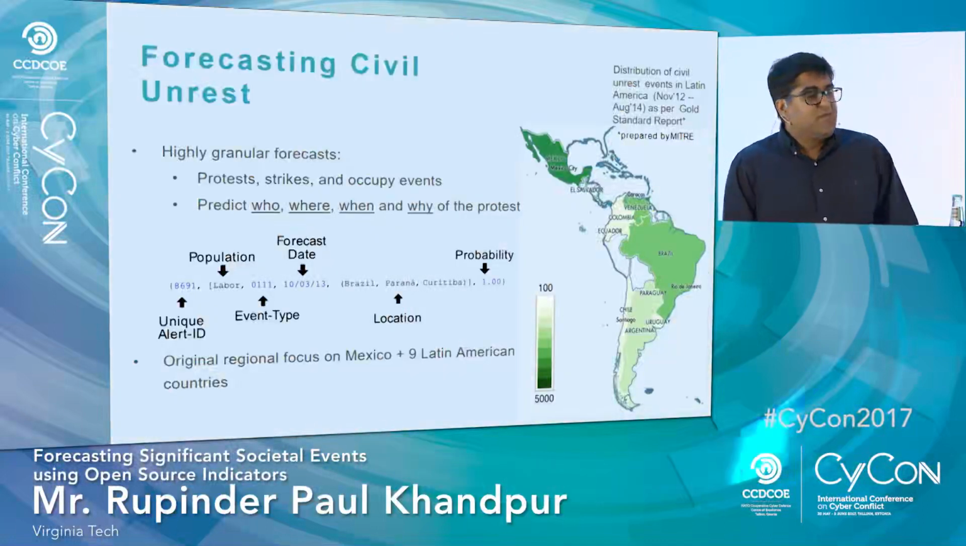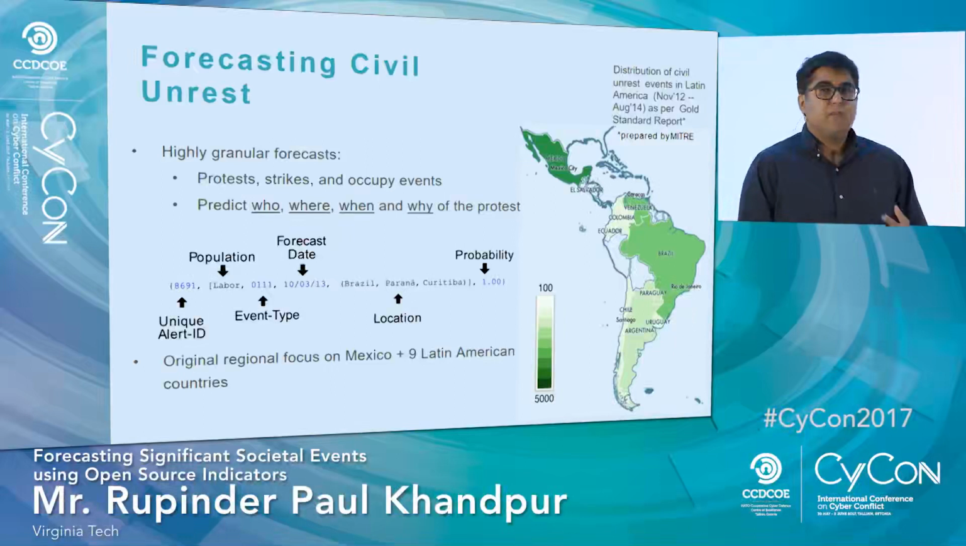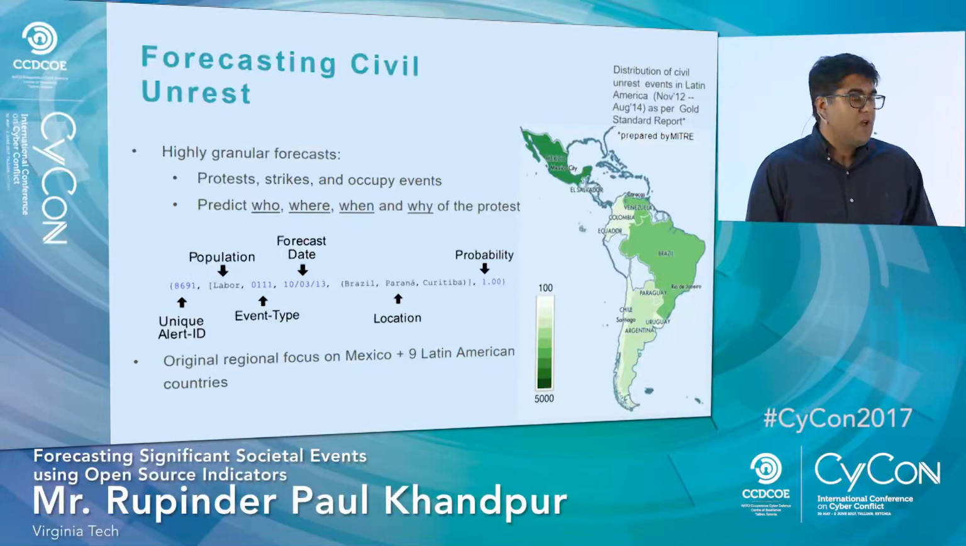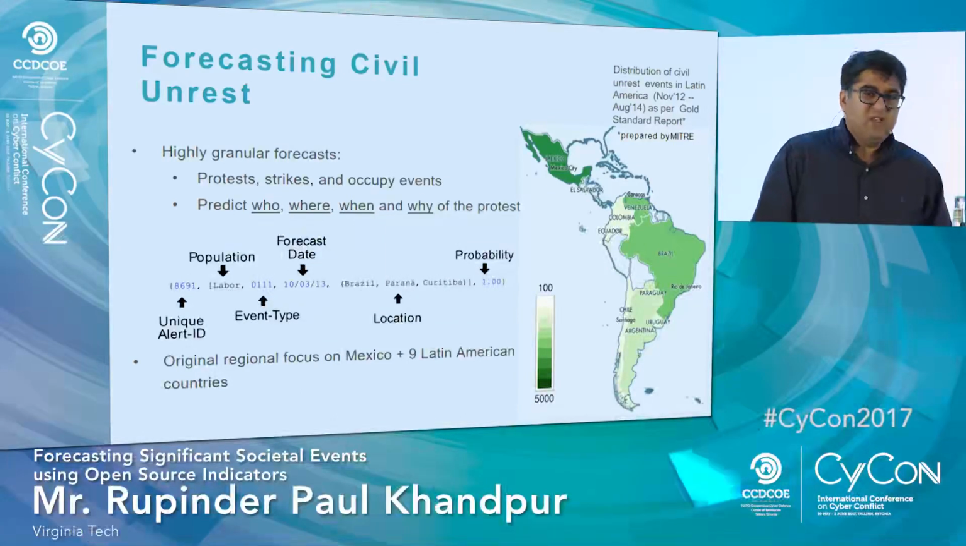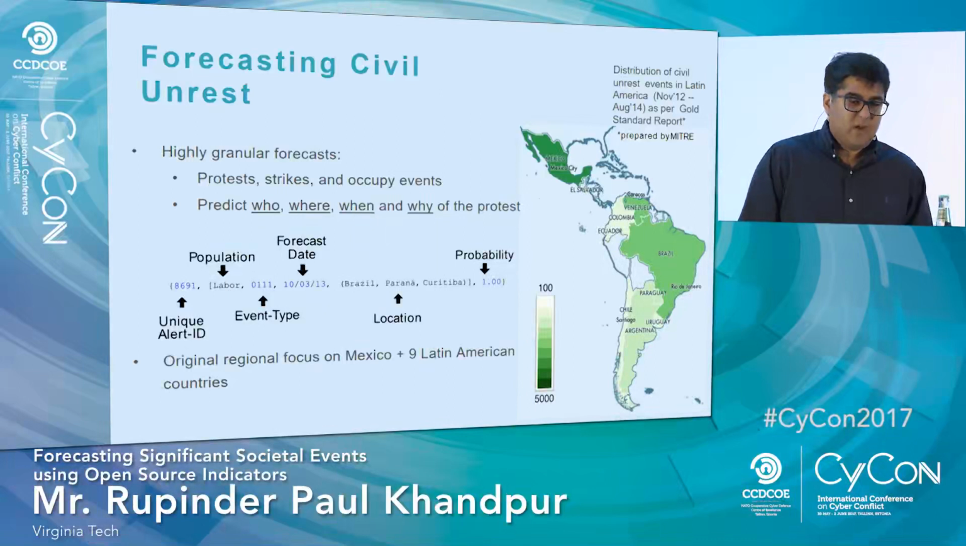And the third case is forecasting civil unrest. So this has been a major focus area for us at Discovery Analytics Center, and we provide very specific, very granular warnings. So the warnings address who will be protesting, so that is a population, when they will be protesting, the date, where, down to the city level location, and why, the event type of that protest.